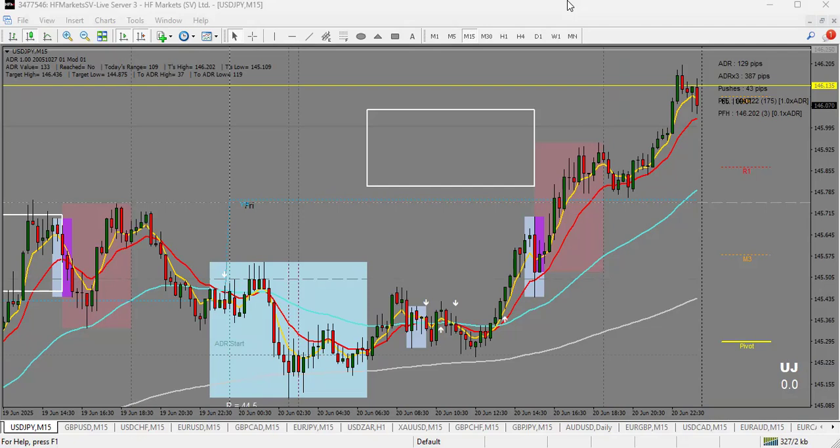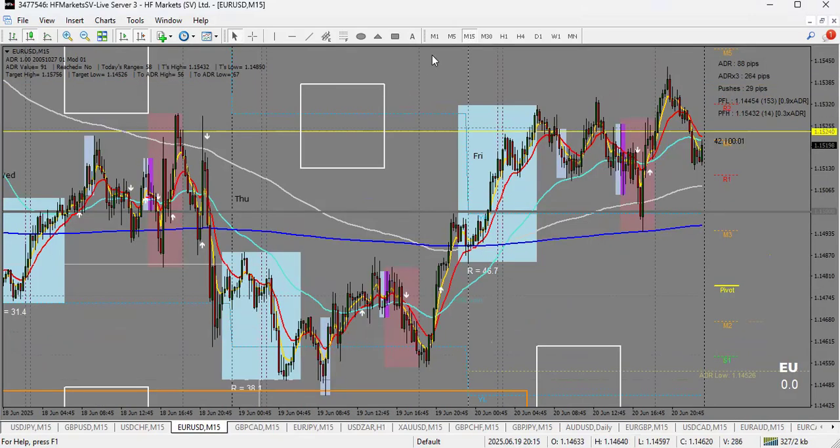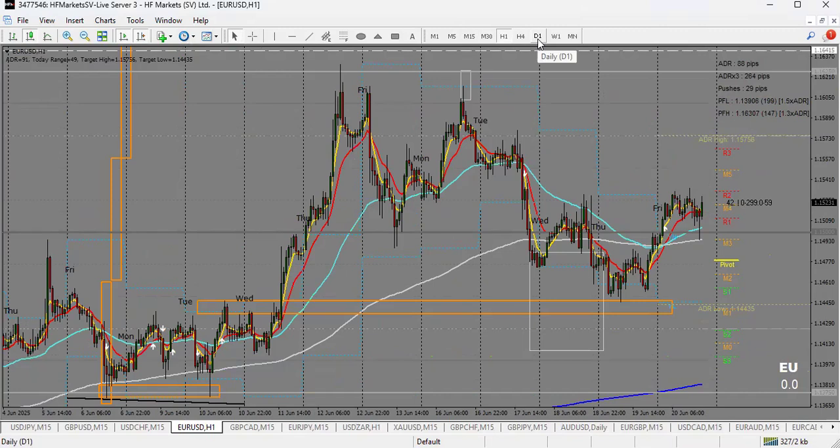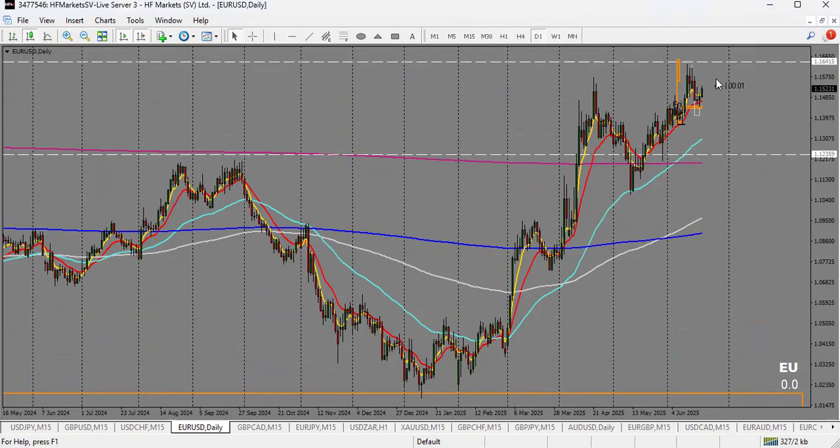So this week we'll be looking at Euro USD, Euro JPY, Pound CAD, USD ZAR, and one commodity that is gold. So we'll review where the market closed last week and what setups we are watching as we head to Monday. So let us start with Euro USD, also known as the fiber.